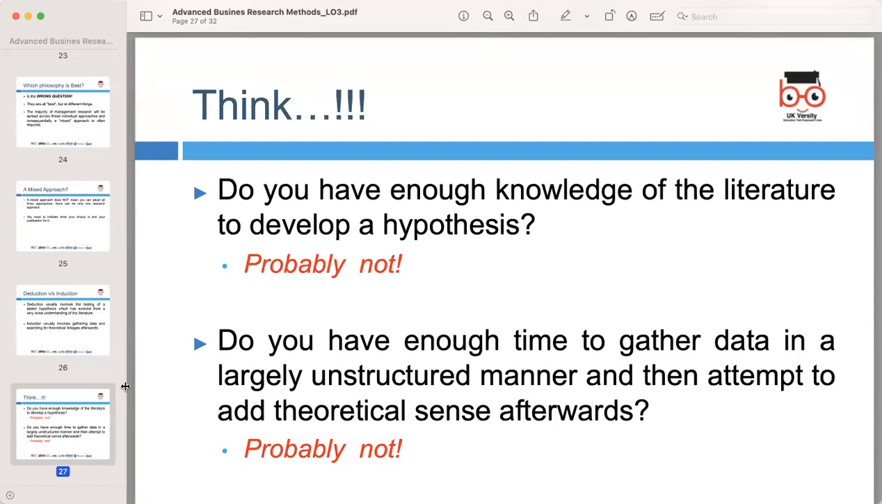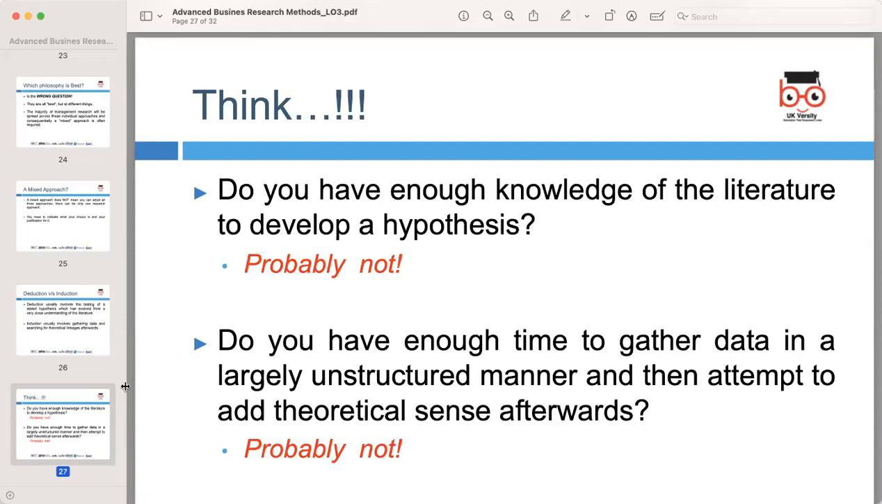Next question is, do you have enough time to gather data in a largely unstructured manner and then attempt to add theoretical sense afterward? Gathering data in an unstructured manner can be a time-consuming process that involves collecting information from various sources, conducting surveys or experiments, and analyzing the gathered data. It requires careful planning and organization to ensure that the data collected is relevant and meaningful.